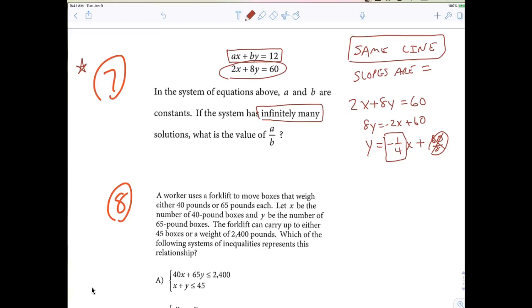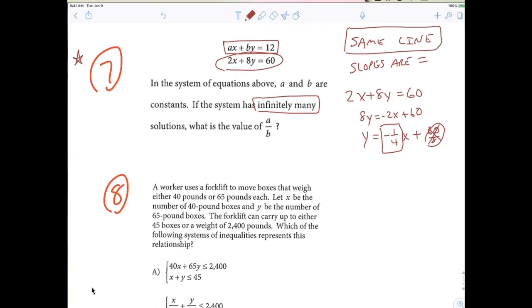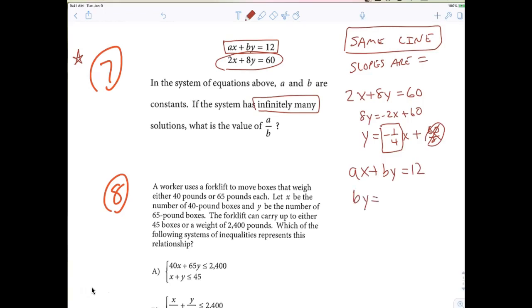All right. You see it, right? Okay, so now we're going to do ax plus by equals 12. Solving for y, by equals negative ax plus 12. Y equals negative a over b x plus.